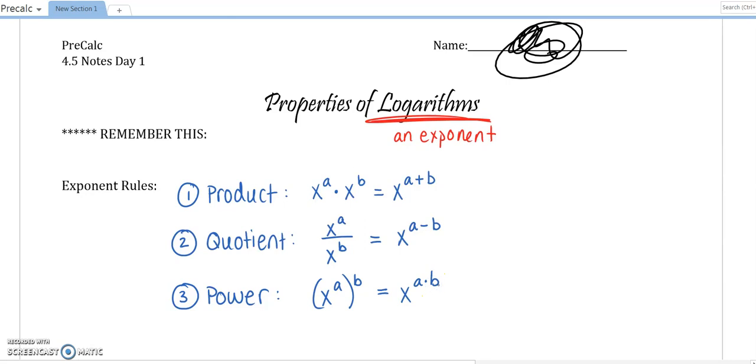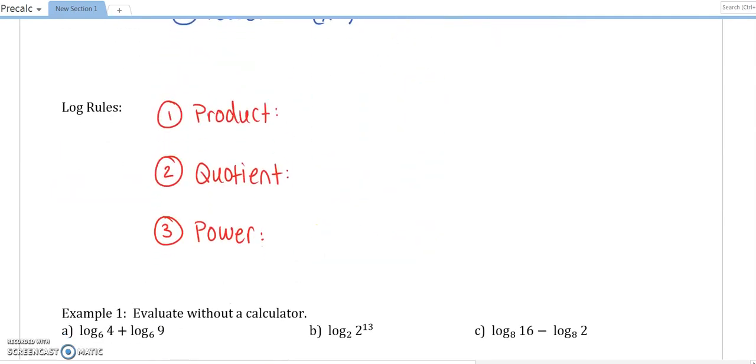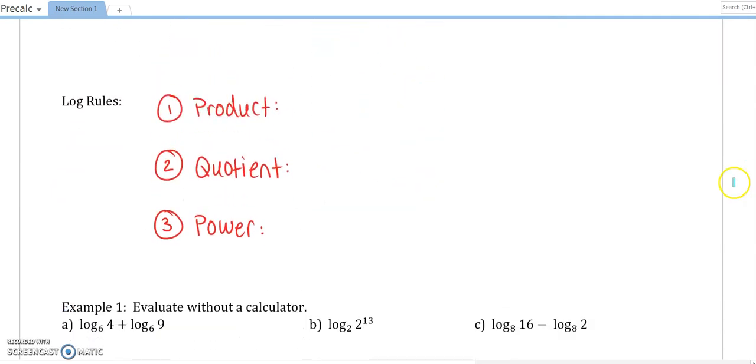Alright, so these three rules are going to show up in logarithms too, and maybe they'll look a little familiar from last year. Maybe not, no big deal either way, because we're going to review them all brand new. The main thing to pay attention to with these first two rules is that multiplication goes with addition, and division goes with subtraction.